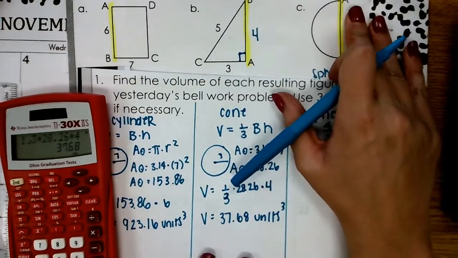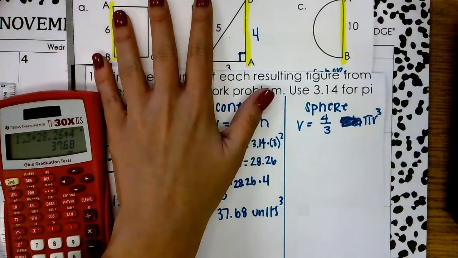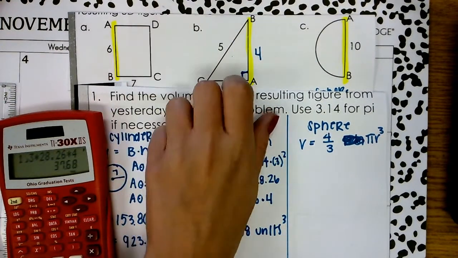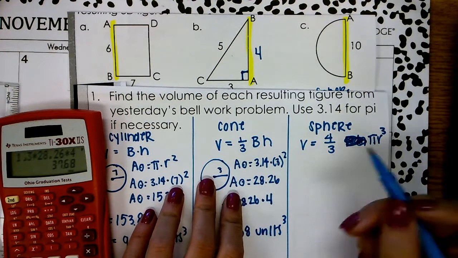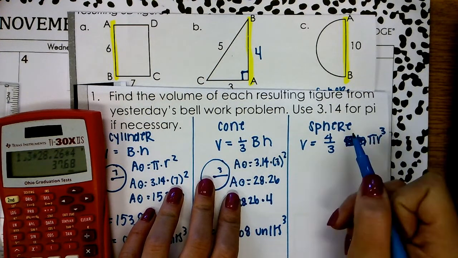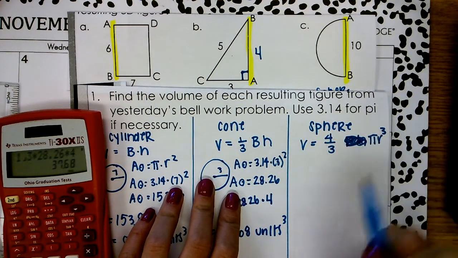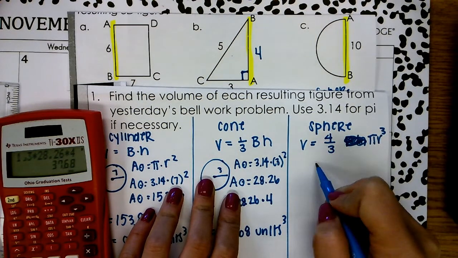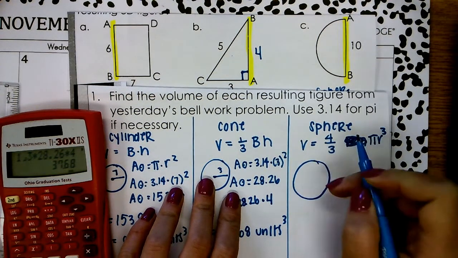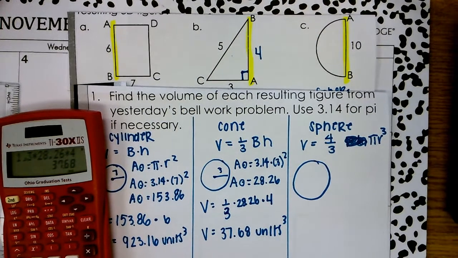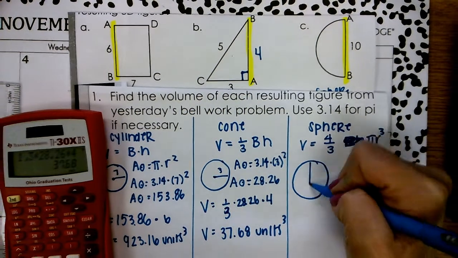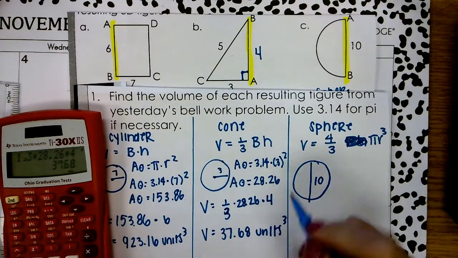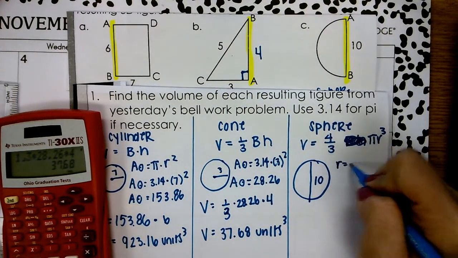Alright, the last figure we had here, letter C, when we rotated this 360 degrees about segment AB, it turned into a sphere. So the formula for the volume of a sphere is 4/3 pi r cubed. So here, when we have our circle, we rotated the figure, and here the radius is not 10. When you do this rotation, your diameter is 10. So if the diameter is 10, we know the radius is 5.